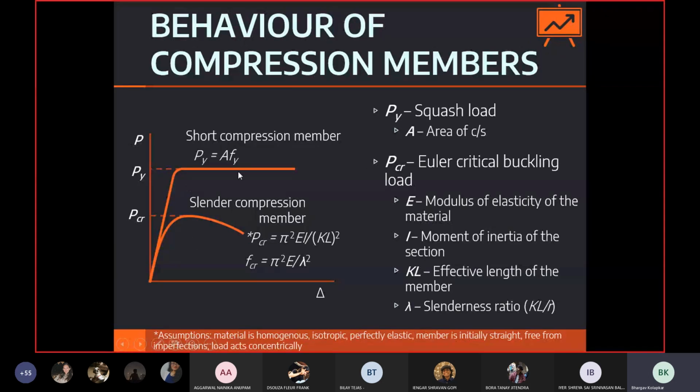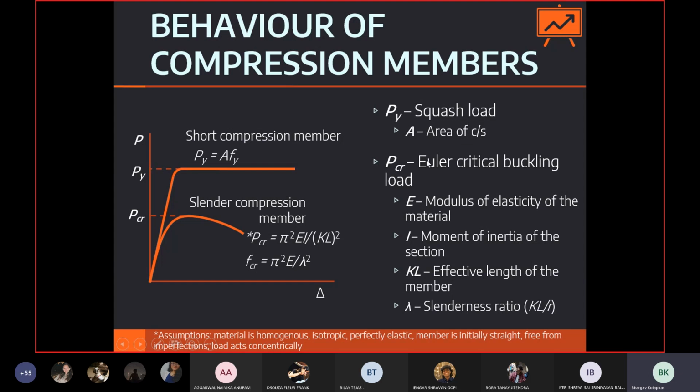So what happens is, in a slender member, the material never gets a chance to reach its potential. Before that, failure starts occurring, and you will expect the behavior of a slender member to be something like this. So the maximum load that a slender compression member can take is called the Euler critical buckling load.